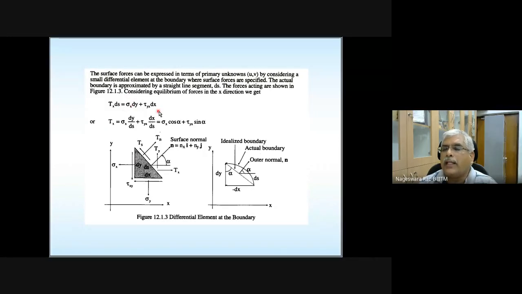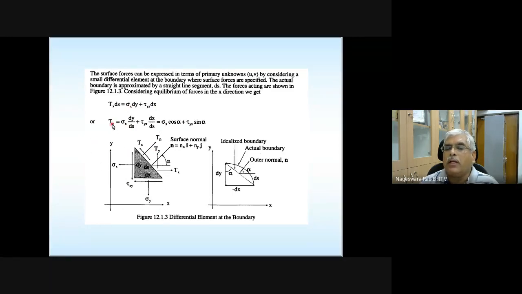And then you write the equilibrium equation. Sigma x is the stress acting on this face. Sum of all forces acting in the x direction should be equal to 0. So sigma x times dy times 1 unit is going to be the force acting on this face, and tau xy times dx times 1 unit is going to give you the force contributed from the shear components acting in the x direction. So this is nothing but your equilibrium equation for this element.